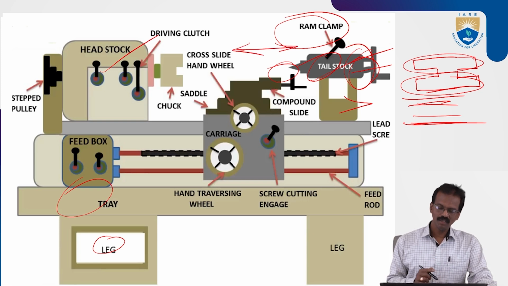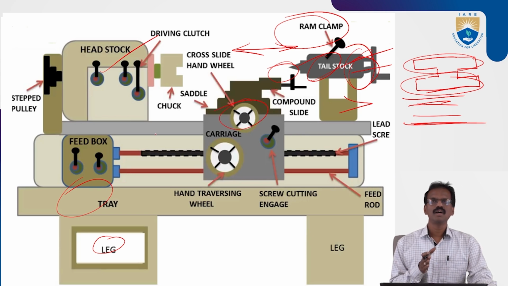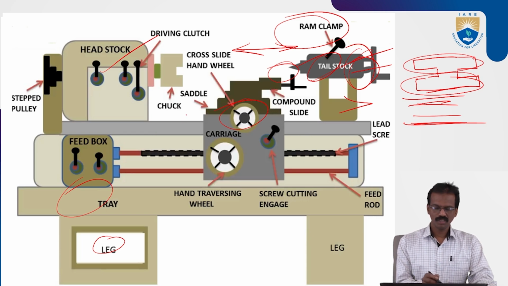On this saddle, we'll see one more component, that is the cross slide. So this is the cross slide. The cross slide gives the vertical cross movement. It means the saddle gives the longitudinal movement.